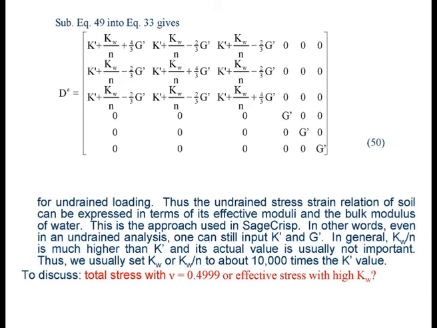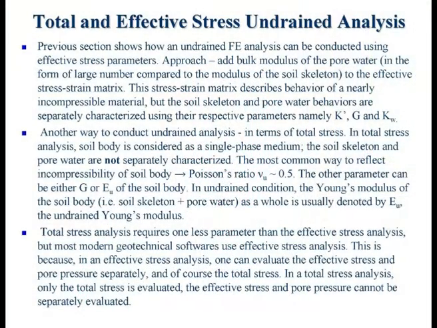Some of you may wonder, hey, I put in effective stress parameters, should I be using EU and nu? No need. There's no need. Just put in E dash and nu dash. You follow? It will calculate it for you. Now, the question that comes out is this. You can do an undrained analysis by specifying effective stress parameters, which are K dash and G, and the program automatically adds something in for you to make this material look nearly incompressible. So then you have an undrained situation.